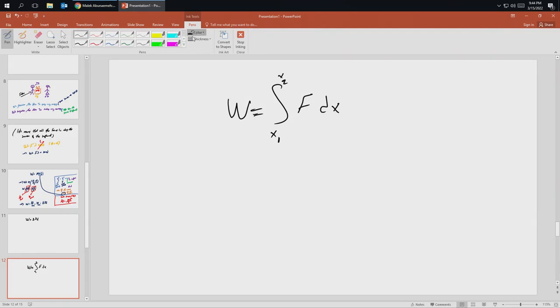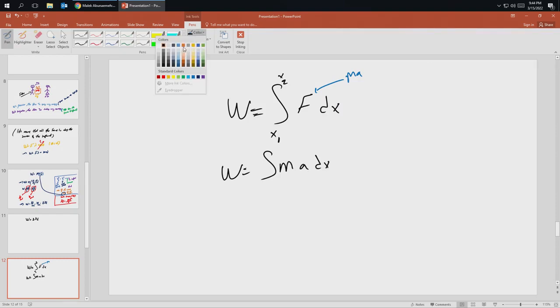And we said the force, again for the hydrogen atom, was your mass times acceleration. So it means that the force is going to equal the integration of m a dx. Well, what is m? m is your mass, and a, in this case, is your acceleration.